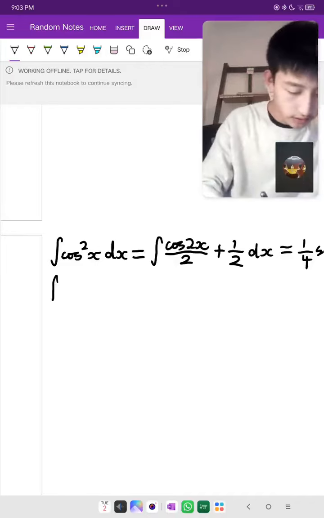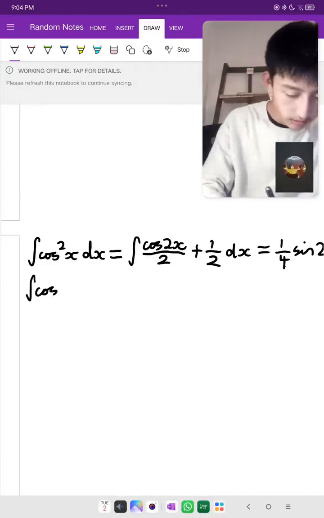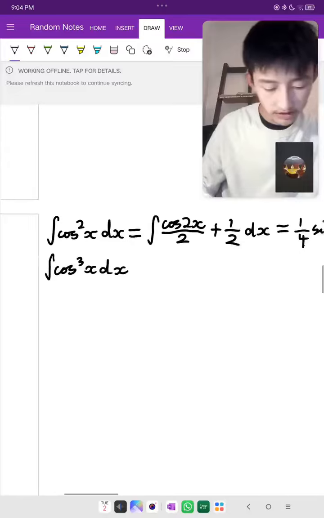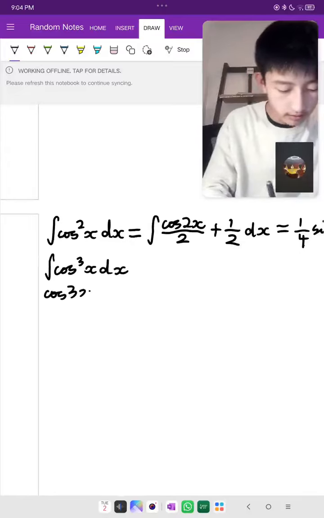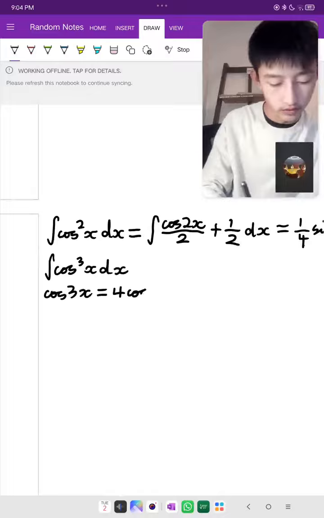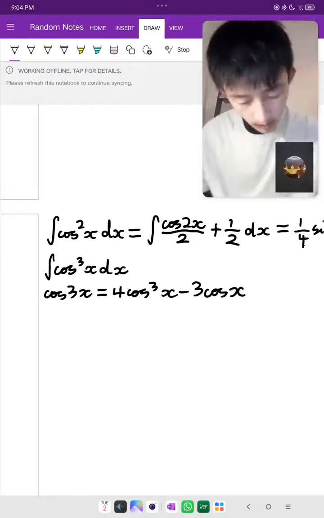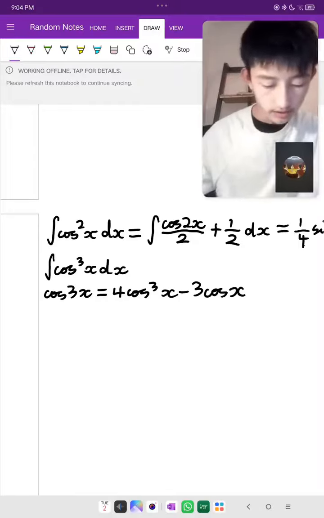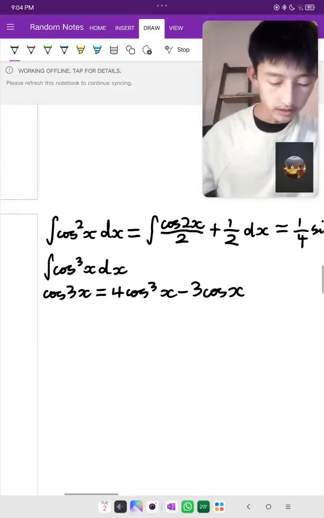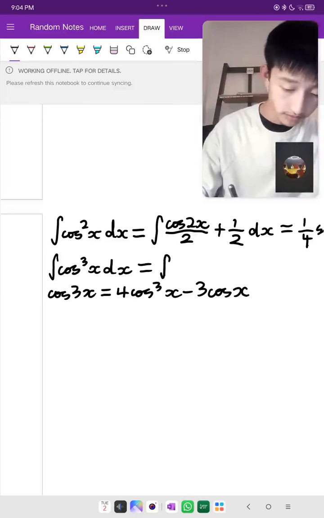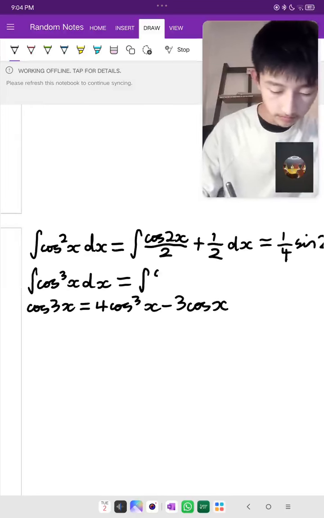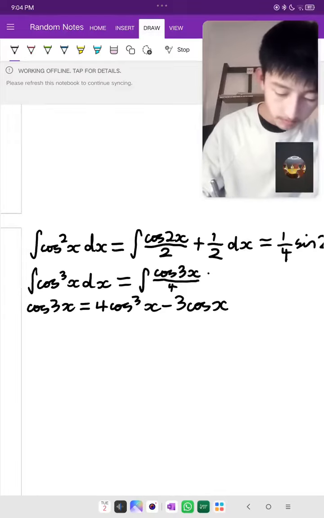Now for cos cubed, I may want to use cos 3 theta perhaps. That may be the best plan of action. I know that cos 3x is equal to 4 cos cubed x minus 3 cos x. So that means cos cubed x is going to be, so we have the integral of cos 3x over 4 plus 3 quarters cos x.